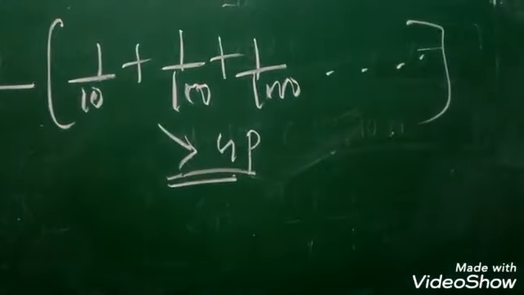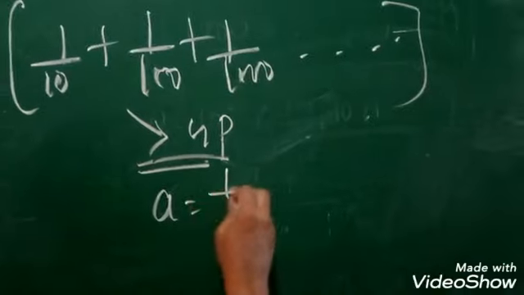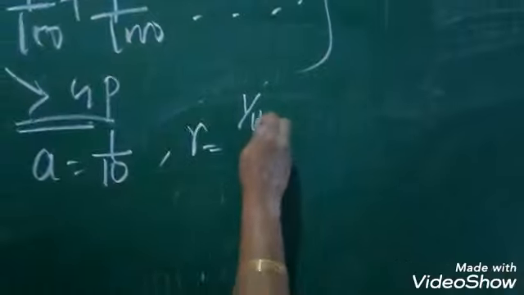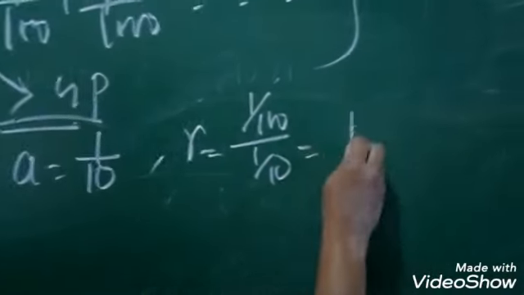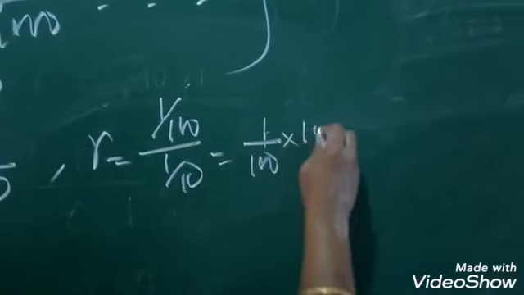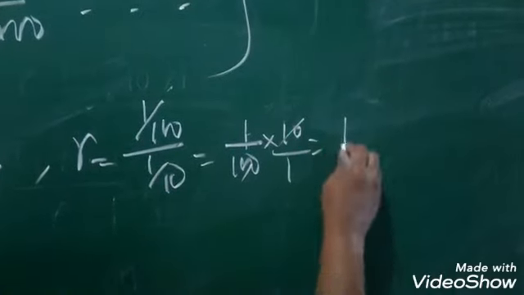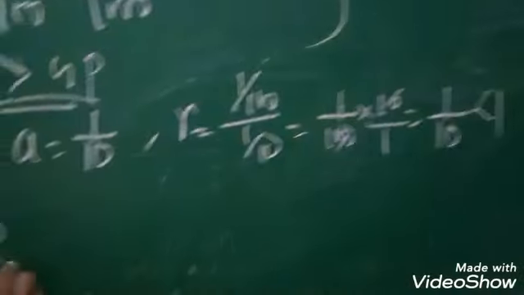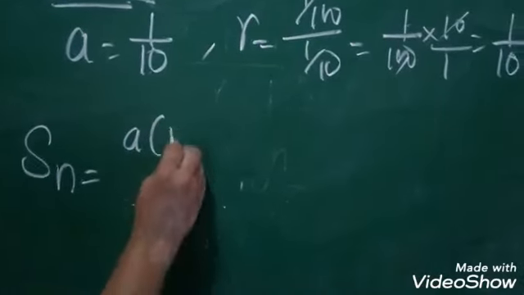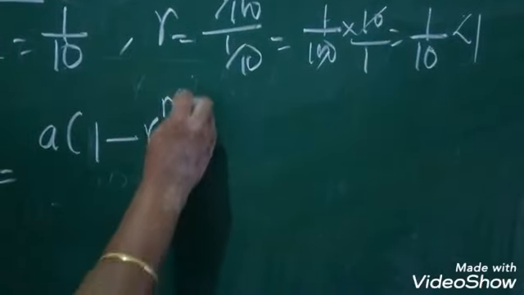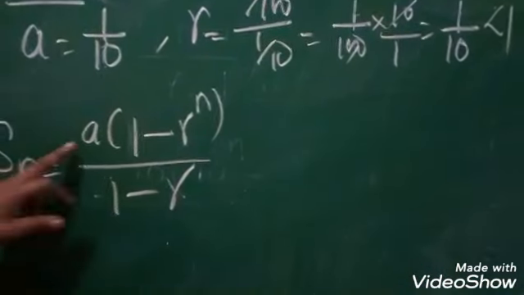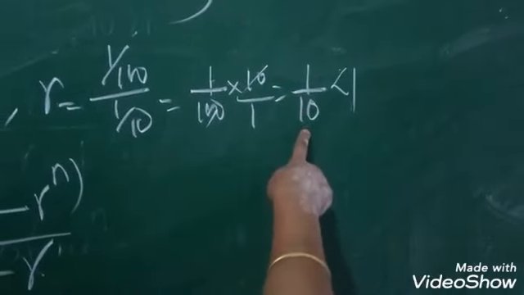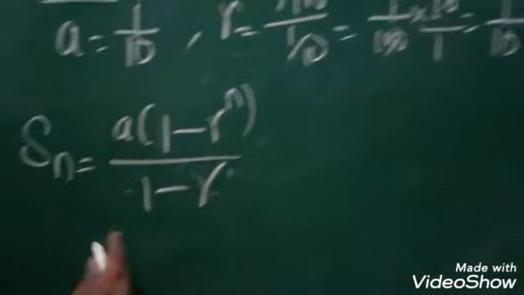Okay. Now we know the formula Sn. Here convert: A is equal to 1 by 10, then R is equal to 1 by 100 divided by 1 by 10. Now the common ratio is 1 by 10, which is less than 1. So the formula is Sn equal to A into 1 minus R power n divided by 1 minus R. Here I am using this formula because the common ratio is 1 by 10, less than 1.